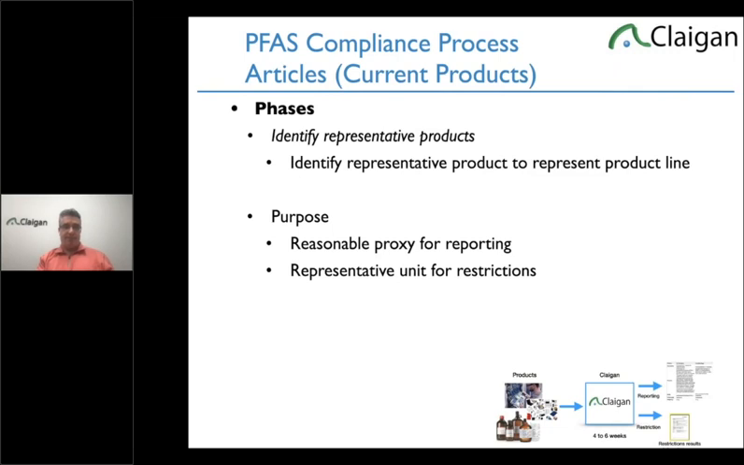So, identify representative products. We work with you to basically say, what are your main product lines? Let's pick a product from each to represent them. There are situations where you might go deeper, and there are good reasons to go deeper, but most of the time, especially for reporting, it's what's represented. The purpose is we want to find a reasonable proxy for reporting. We're reporting based on this, and we're finding a representative unit for restrictions. We want to say you don't have any of these restrictions, and this is what we're basing it on. There's a reason to do that.